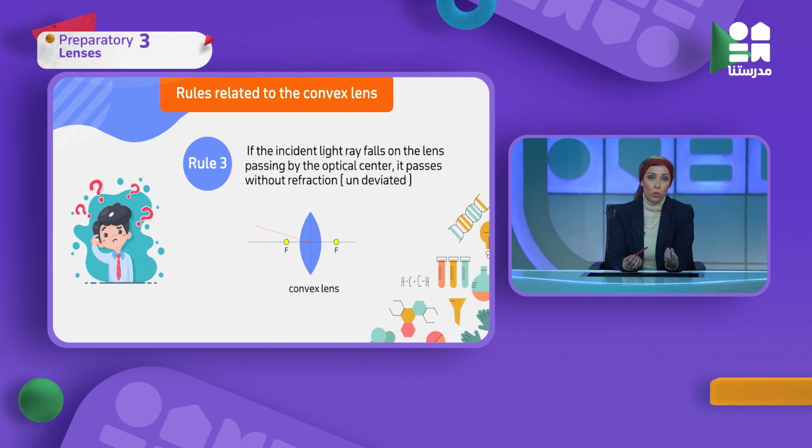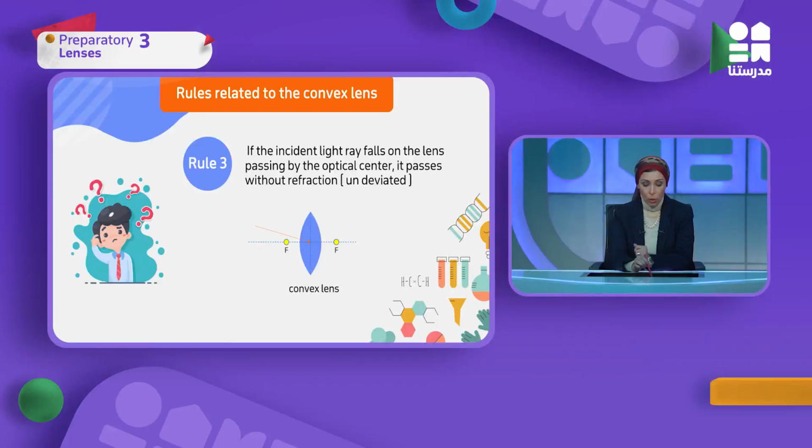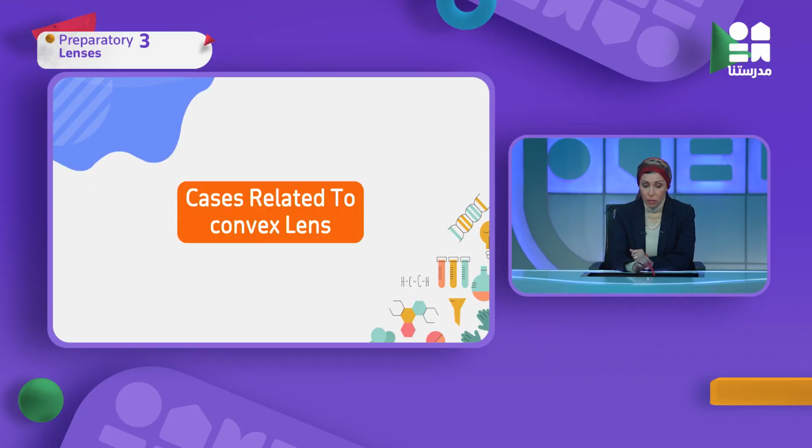I said all those alternatives because sometimes you get a complete or choose question, and instead of the word refraction, it says deviated. So you have to know that undeviated, not refracted, all have the same meaning. When does undeviation happen? When the light ray passes by the optical center, or the center of vision of the lens, which is in the middle as we drew together. Okay, those are the rules related to the convex lens.